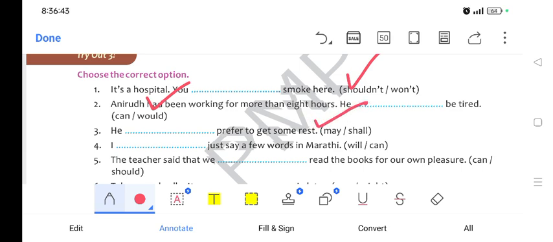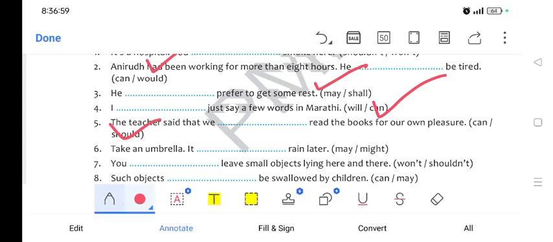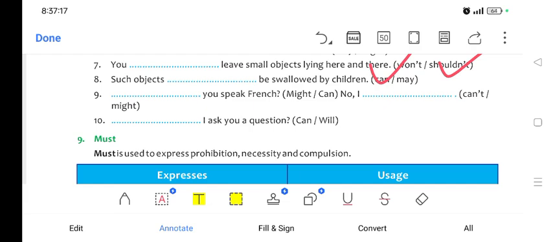I can just say a few words in Marathi. It's my capability, it's my ability. The teacher said that we should read the books for our own pleasure. Next, take an umbrella. It may rain later. Next, you should not leave small objects laying here and there. Such objects may be swallowed by children, that is correct, or can be swallowed by the children.